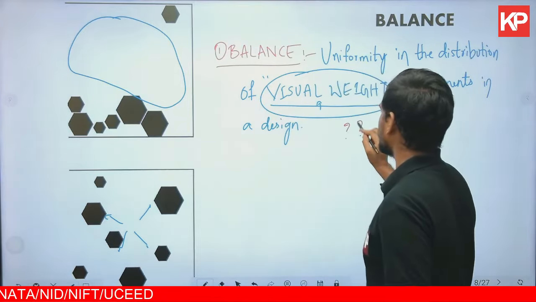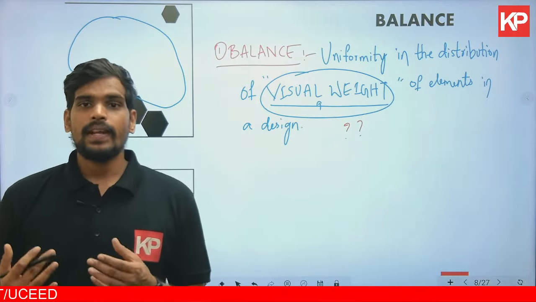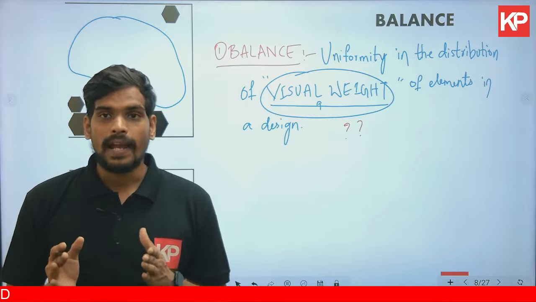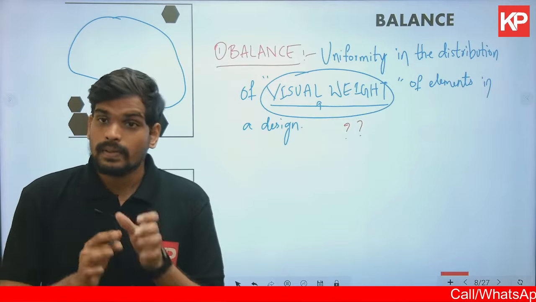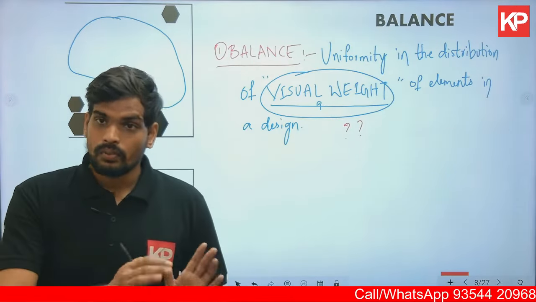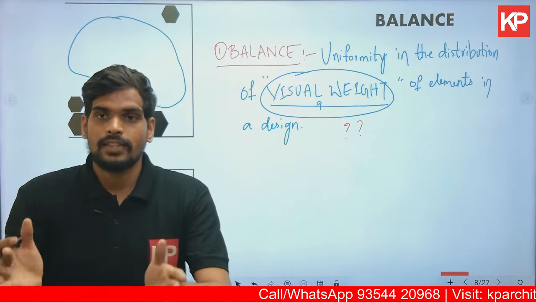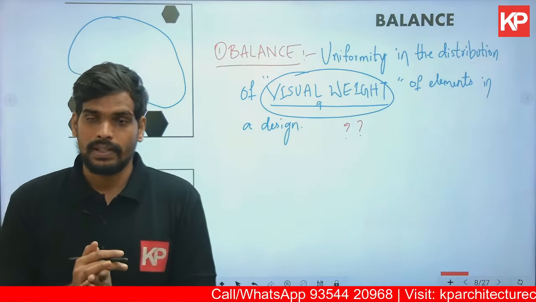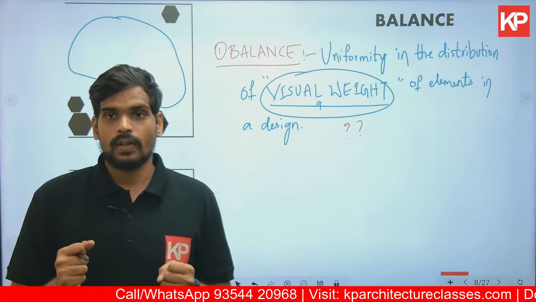Now let us try to understand what exactly is visual weight. Let us get into these details. If I ask you what is weight, weight is a measure of how heavy something is. If I ask you what is the weight of your laptop, you will give me some answer in kilograms. What is the weight of the table? You will give me some answer in kilograms, right? How heavy is the stone? You need to know its weight, right? So weight is basically how heavy something is. You measure it in kilograms.